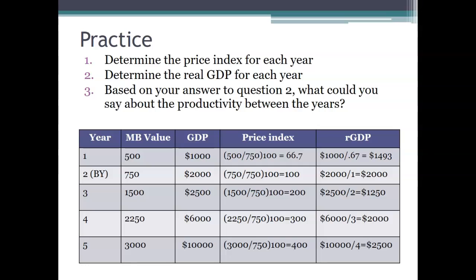And then here are our answers. So we can see we get price indices of 66.7, 100, and that's my base year, 200, 300, and 400. So then to get the real GDPs, you can see what's happening here. So what's happened in productivity?